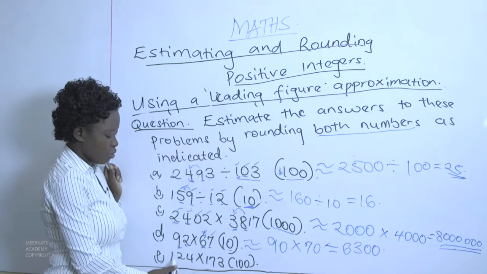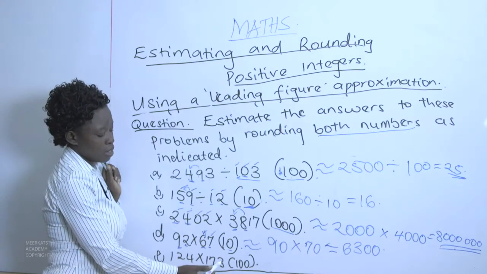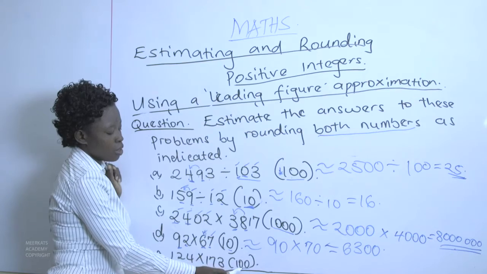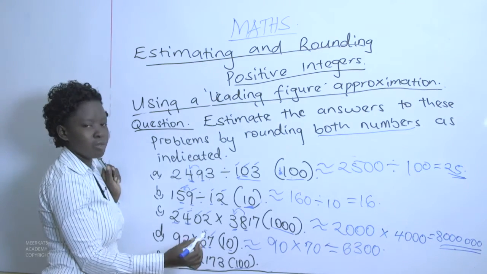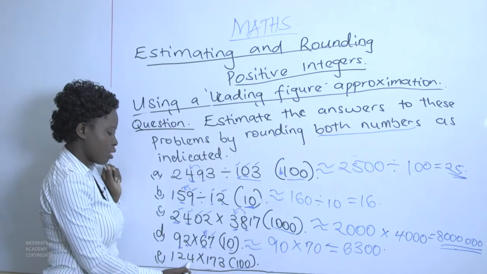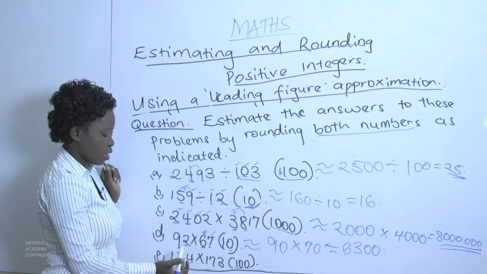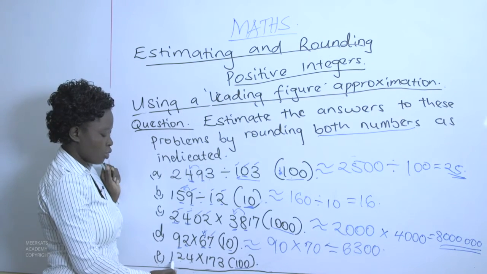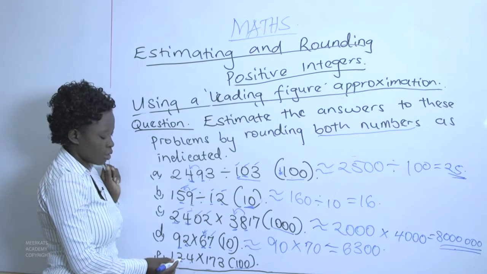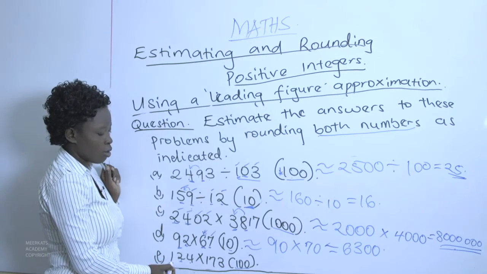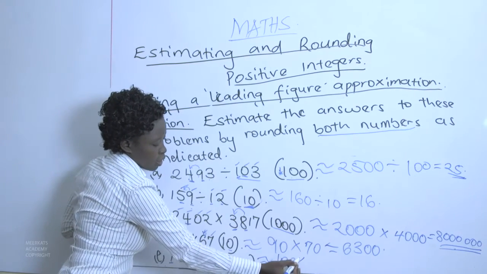Then finally, we have 124 times 173, rounding to the nearest 100. So when we are rounding to the nearest 100, then we have ones, tens, 100. So 1 is in the hundreds place value, so that we have 2, which is less than 5. Being the fact that it is less than 5, it rounds our number down so that we get 100 times.